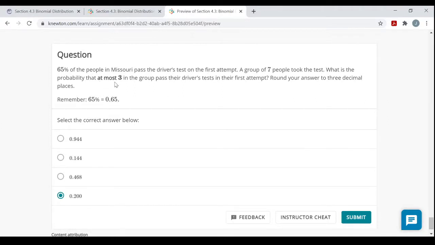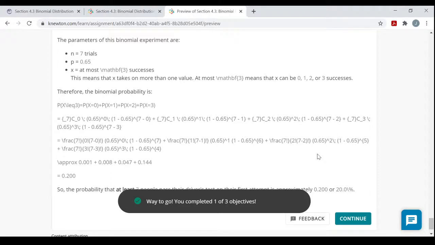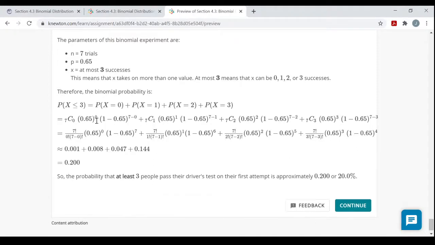Now at most, you can use binom CDF straight away, and you saw earlier with at least, you're going to have to do 1 minus some value to get down to 0, and then use binom CDF. Now here they actually add it all up. They write it out the long way, 0 to 3 successes. Much easier to do binom CDF, saving you some time.